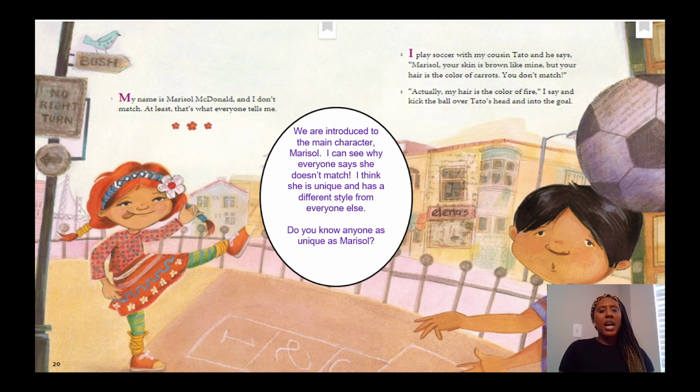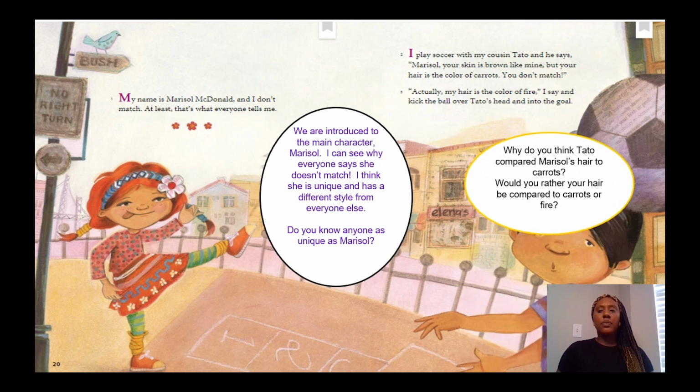Here we are introduced to the main character, Marisol. Looking at the illustration, I can definitely see why everyone says she doesn't match. I think she's a very unique girl and has her own style that's different from everyone else. Do you know anyone as unique as Marisol? We're also introduced to the character of Tato, Marisol's cousin. Here, Tato compares Marisol's hair to carrots. Why do you think Tato compared Marisol's hair to carrots? Would you rather your hair be compared to carrots or fire? I want you to think about that.